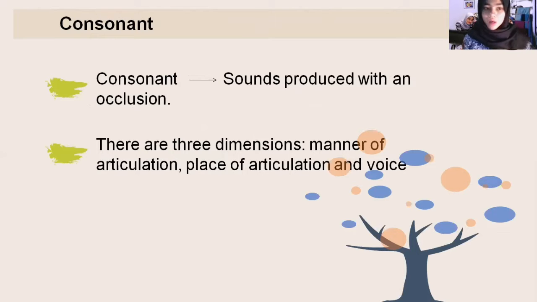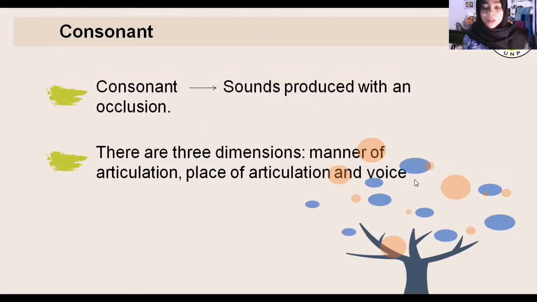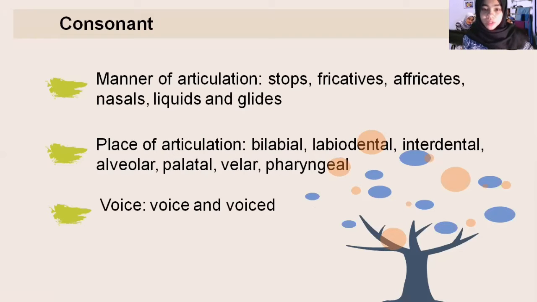Let's talk about consonants. What is a consonant? Sounds produced with an occlusion we call consonants. The segments are marked by the interruption of the airstream. That's a consonant. There are three dimensions of consonants. First, manner of articulation. There are stops, fricatives, affricates, nasals, liquids, and glides. The second one is place of articulation. There are bilabial, labiodental, interdental, alveolar, palatal, velar, and pharyngeal. And the last one is voice. There are voiced and voiceless.